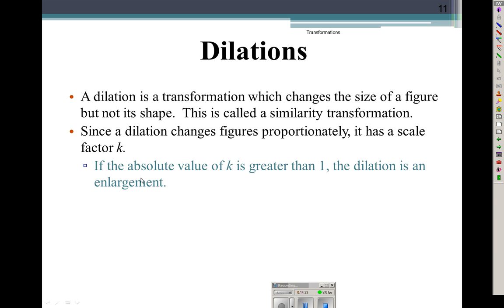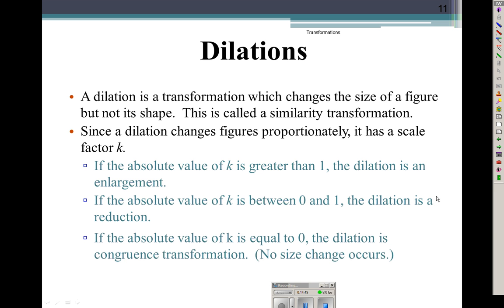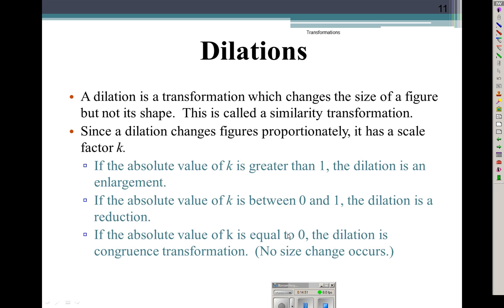If the absolute value of k is greater than 1, then the dilation is an enlargement and the figure gets bigger. If the absolute value of k is between 0 and 1, the dilation is a reduction and it gets smaller. And if the absolute value of k equals 1, then the dilation is a congruence transformation, so the size doesn't change at all.